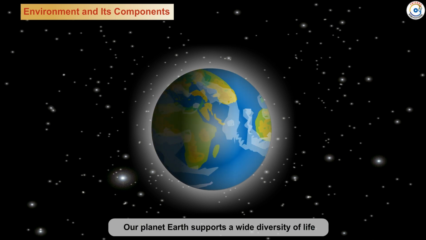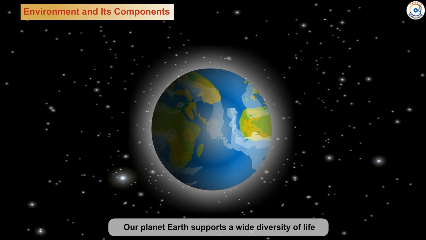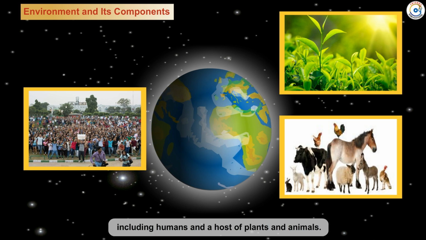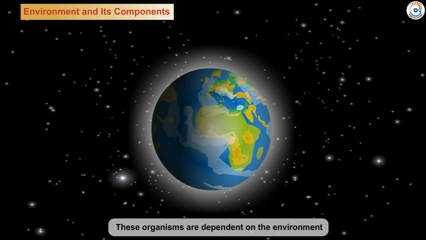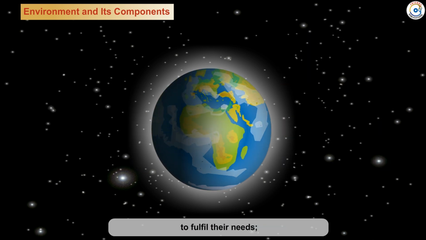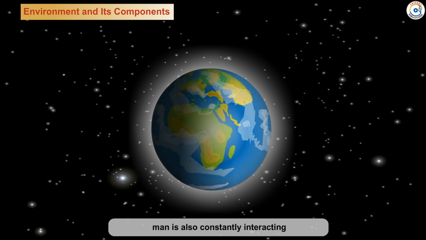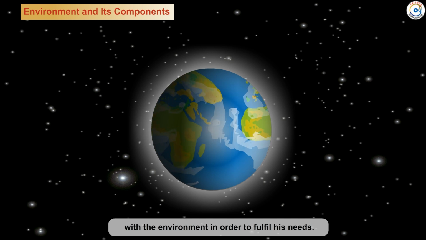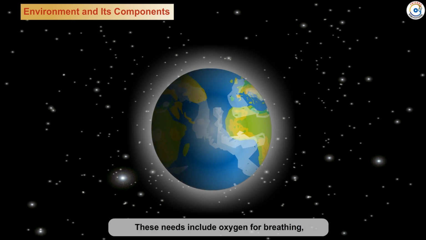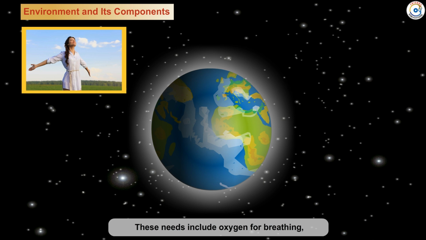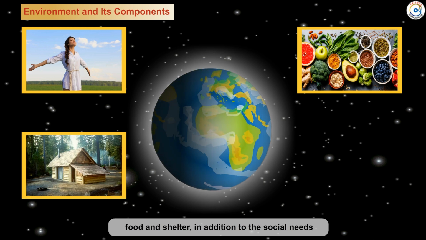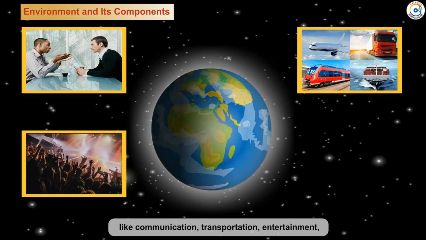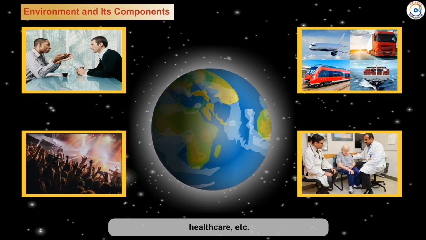Our planet Earth supports a wide diversity of life, including humans and a host of plants and animals. These organisms are dependent on the environment to fulfill their needs. Man is also constantly interacting with the environment in order to fulfill his needs. These needs include oxygen for breathing, food and shelter, in addition to social needs like communication, transportation, entertainment, healthcare, etc.